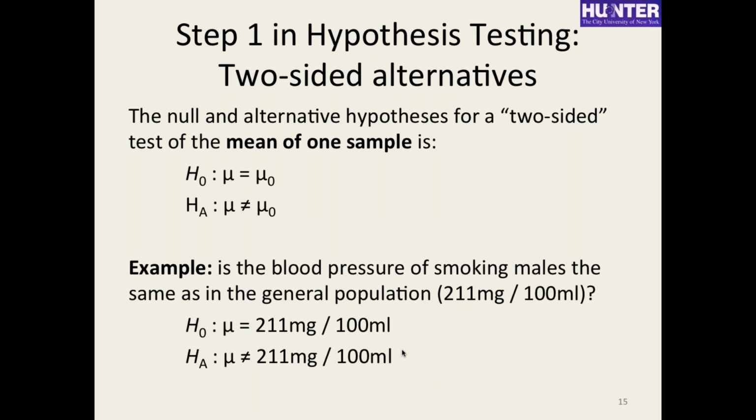In this one, the population mean we know for sure is 211, right? That's not a sample. We're not taking a sample of it. The only thing we're sampling is, say, 100 smokers. So mu is the mean for smokers. Mu 0 is the known value for the entire population. So there's only one sample involved. We could state it as mu for smokers is equal to 211, or mu for smokers is not equal to 211, because we know one of the two values.